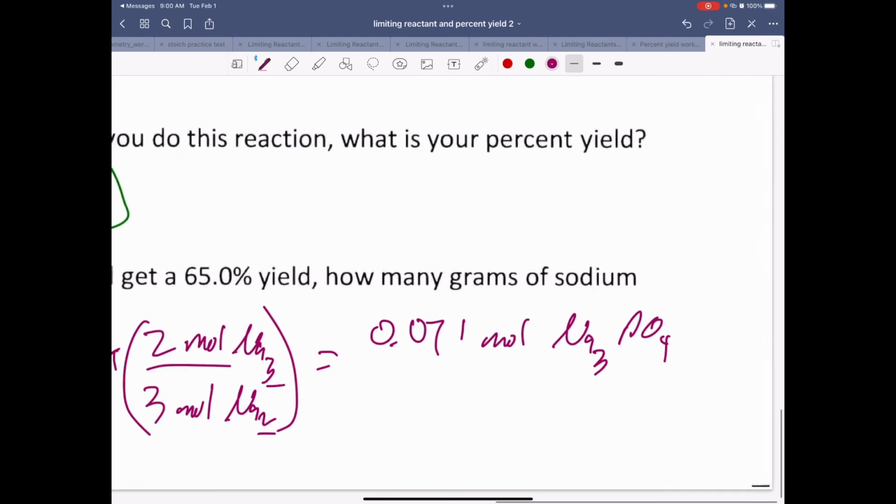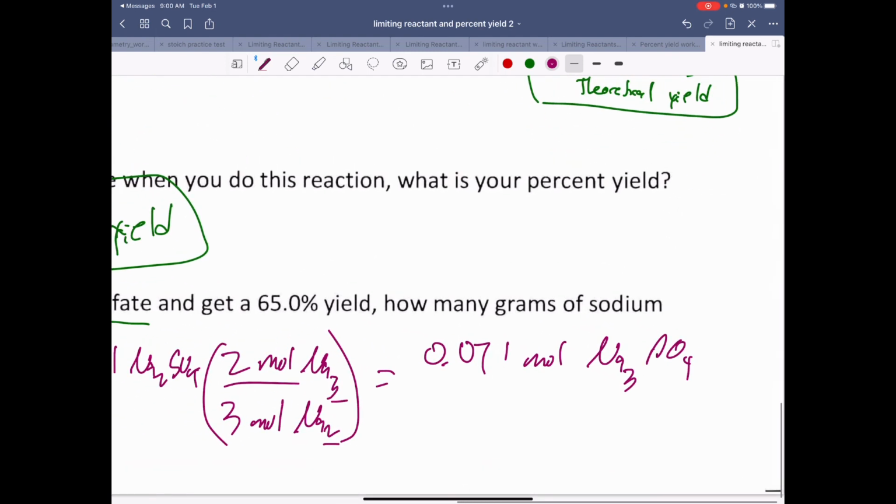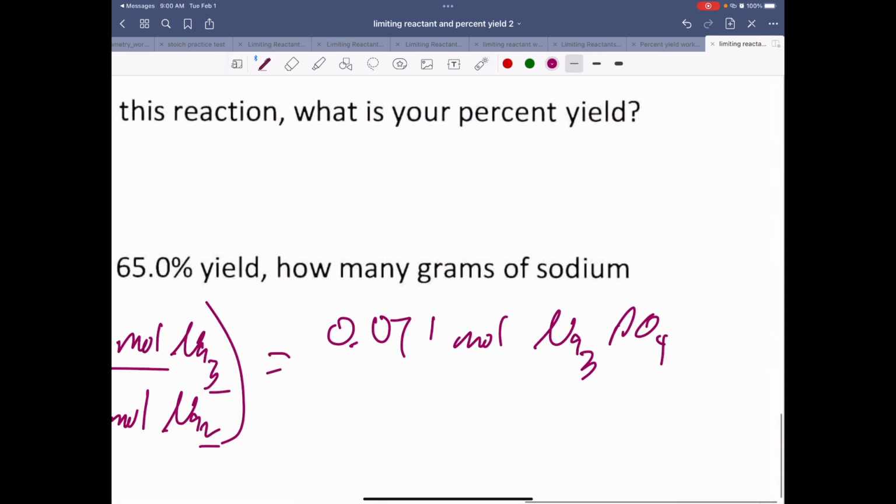So how many grams should we get of this? So we've got to convert this to grams. Again, I'm kind of running out of space right here, so I guess I'll do this pretty small. So Na3 is 22.99 times 3, plus a single P, which is 30.97, plus 4 oxygens, which is 64. That's 163.94. 163.94 grams per mole times 0.071, 11.64. So you should get 11.64 grams of this stuff.